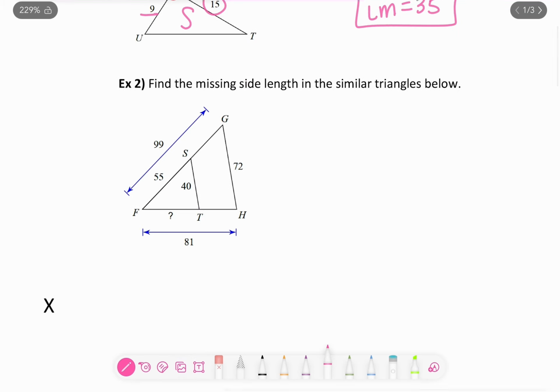Example 2 says find the missing side length in the similar triangles below. Well, in this case, it's a little different because as you can see, we have a triangle in a triangle and there is no similarity statement here. That's because we don't need one. We know they're similar, okay?